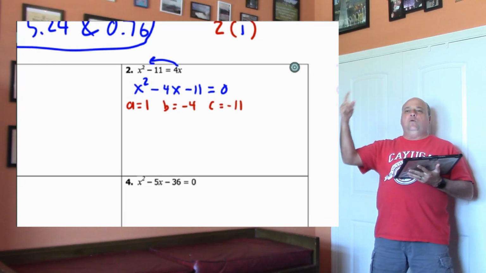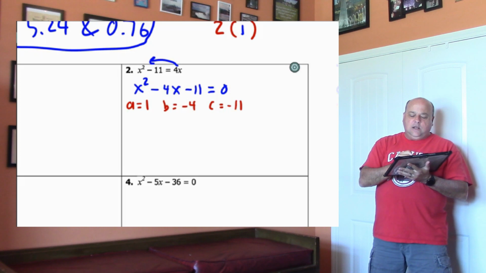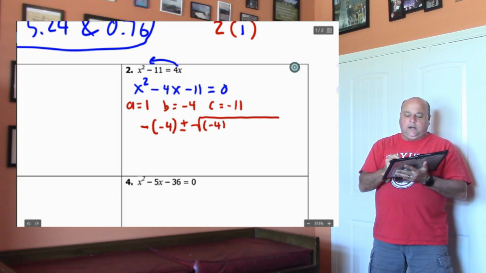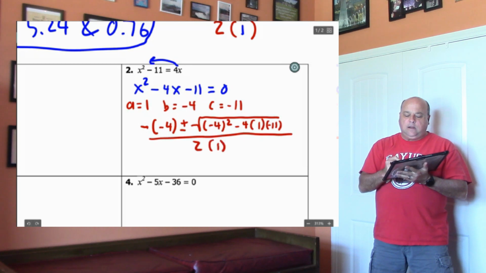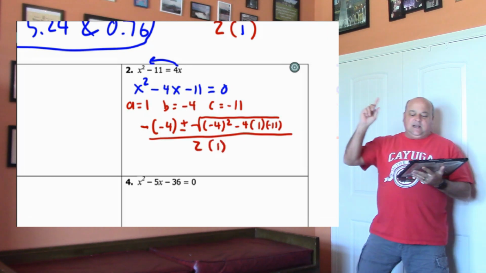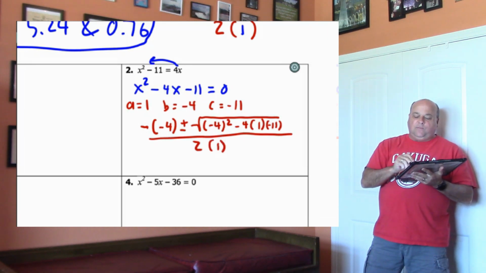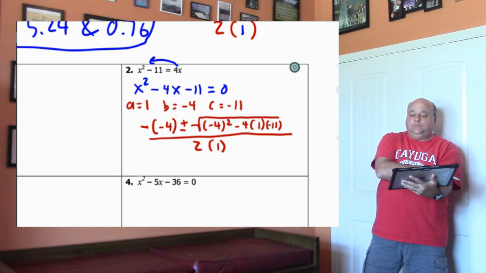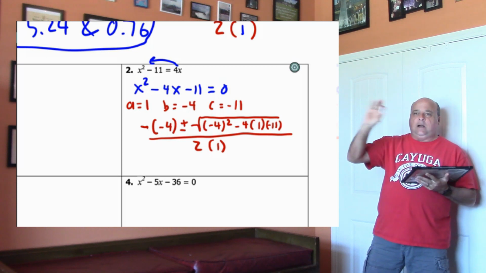Now we're going to write down what we're going to punch in the calculator. So the formula is negative b plus or minus the square root, and that square root's pretty big, b squared minus 4 times a times c, all over 2a. Notice that the negative 4 is used twice, the 1's used twice, and the negative 11's used once. Okay, this isn't that difficult. You just got to plug them in.